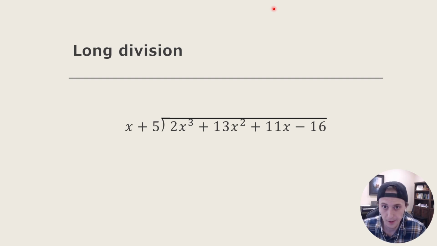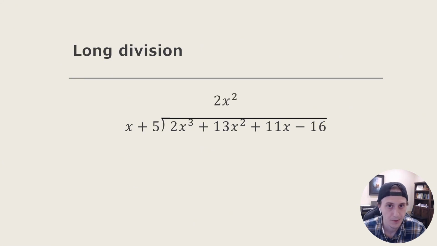So let's look at what those steps are. The first thing we do is look at the first term in each of the polynomials and figure out what times x gives us 2x cubed. And that's all we care about right now. Only the first term in each part. Hopefully you can see that 2x squared times x would give us 2x cubed. So we write that at the top, 2x squared.